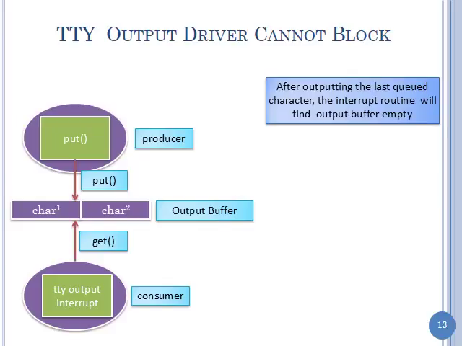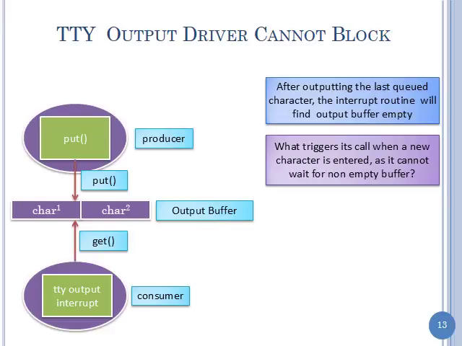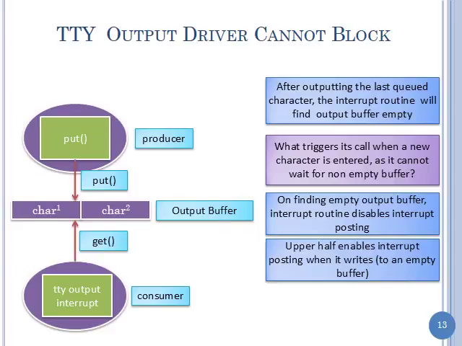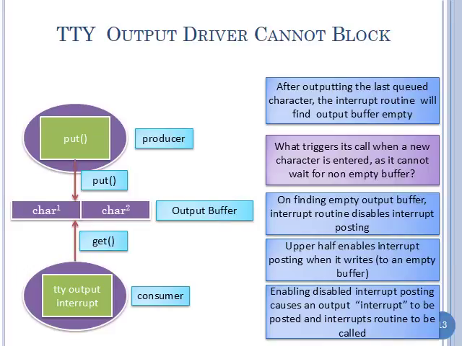After outputting the last queued character, the interrupt routine will find the output buffer empty. It won't wait, so it disables interrupts. The upper half enables interrupts when it writes to the output buffer. This kind of signaling we'll see when we talk of interprocess communication. This is all going to be fundamental. You're saying, what's this got to do with distributed computing? This has got everything to do with distributed computing. Questions? So enabling a disabled interrupt causes an output interrupt to be posted.